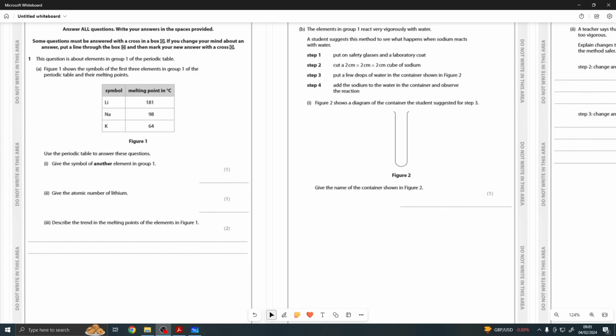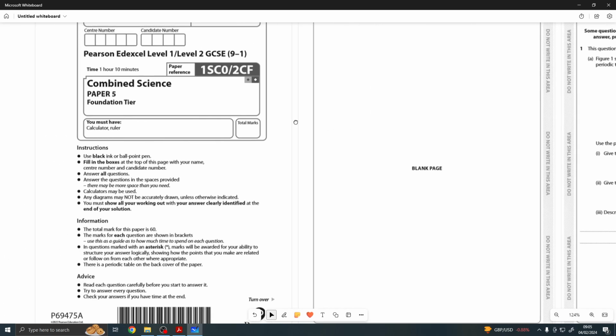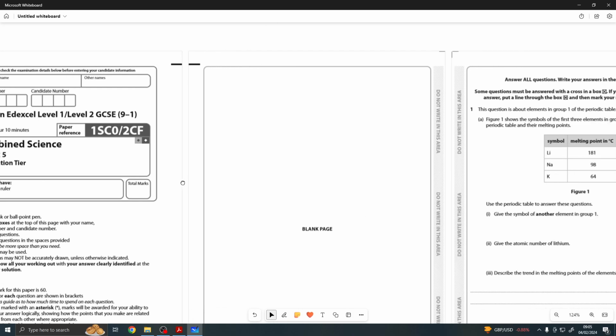Time to look at another GCSE exam paper. Now this is, let's scroll across and find it. Okay, I'm quite far away from it. This is the Combined Science Foundation paper of 2022.